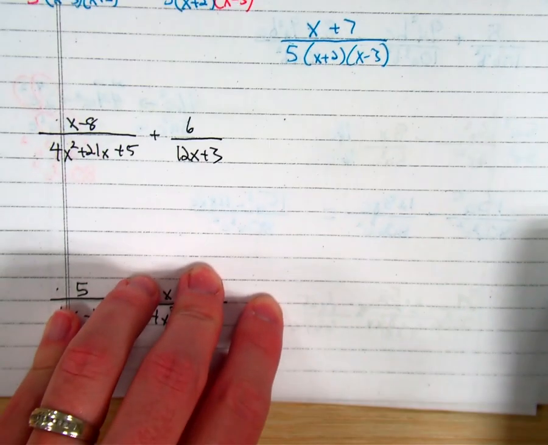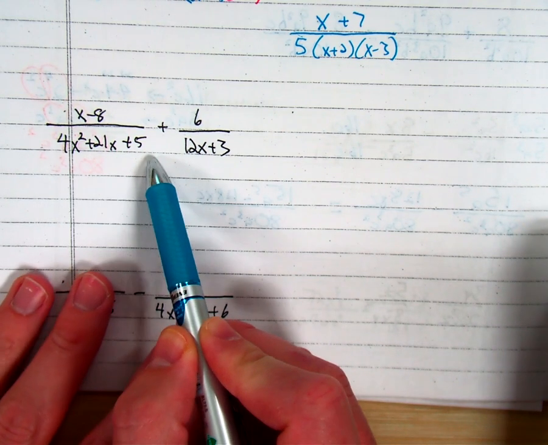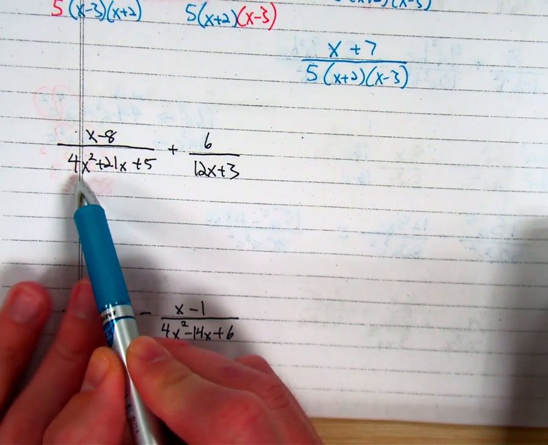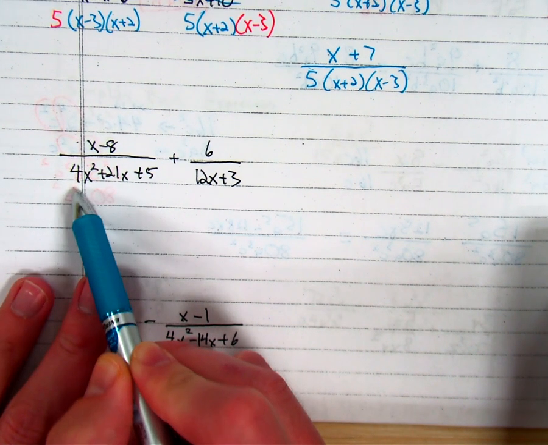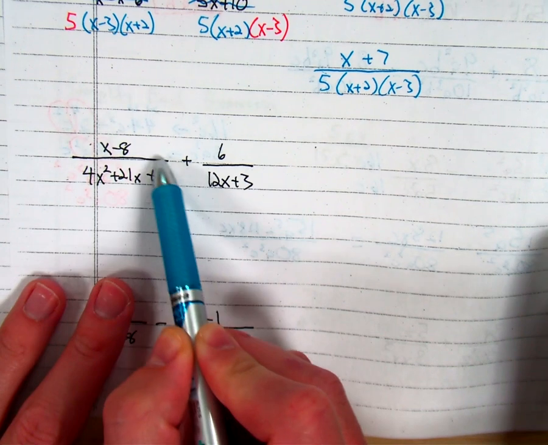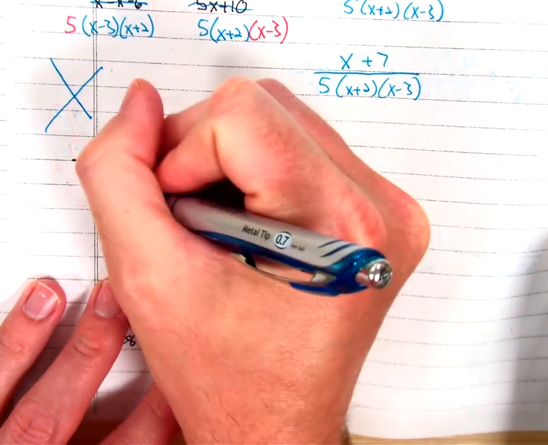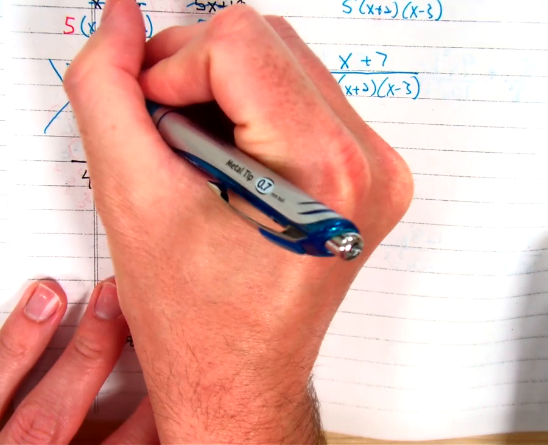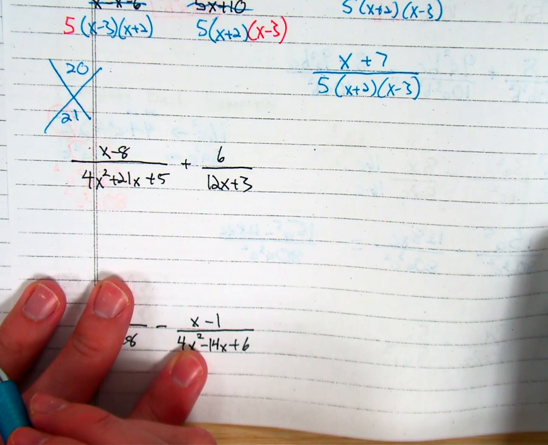The next one. 4x squared plus 21x plus 5. Ugh, a big number in the front. Do we need to review how to factor the number in the front? Okay, front times back. What's going to multiply to 20 and add to 21? 20 and 1.